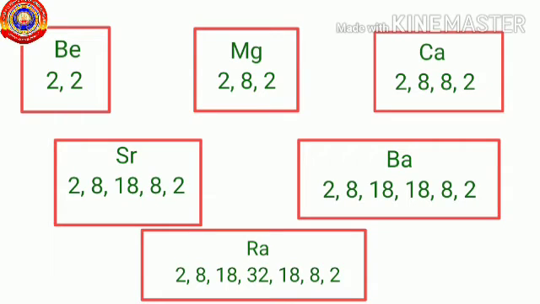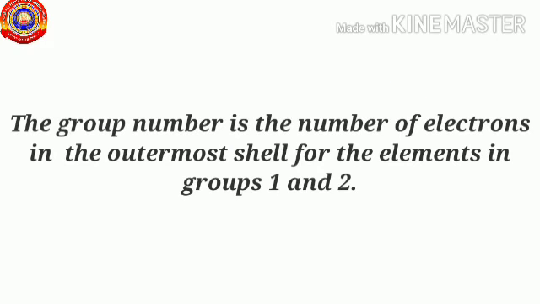What peculiarity do you see here? Yes, here also the number of electrons in the outermost shell is 2 for all the elements belonging to the same group, right? So from this what we can say is, the group number is the number of electrons in the outermost shell for the elements in groups 1 and 2. That is, for a group 1 element, the number of electrons in the outermost shell will be 1, and for a group 2 element, the number of electrons will be 2.